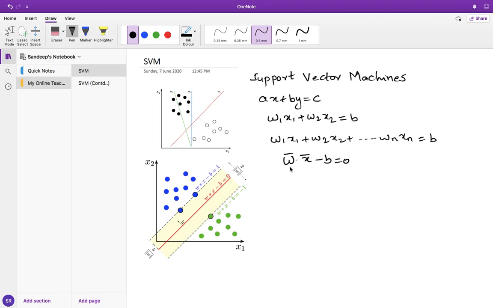Here w bar indicates the weight vector, x bar indicates x1, x2, xn in vector form, and b is a constant. When you take a dot product of two vectors, you will get a constant, so the dimensions are also matching. So this is the equation of the hyperplane. We don't know the weight vector and we also don't know the b, but we are supposed to find this weight vector, the weight coefficients, and the b.